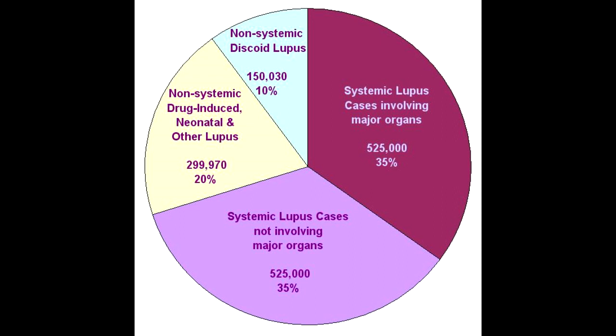Drug-induced lupus erythematosus. Drug-induced lupus is a lupus-like disease caused by certain prescription drugs. The symptoms of drug-induced lupus are similar to those of systemic lupus, but it rarely affects major organs.